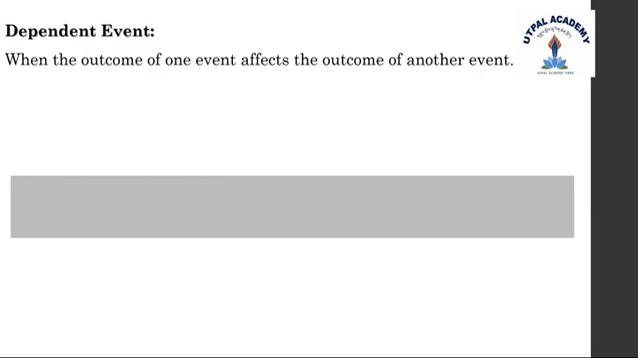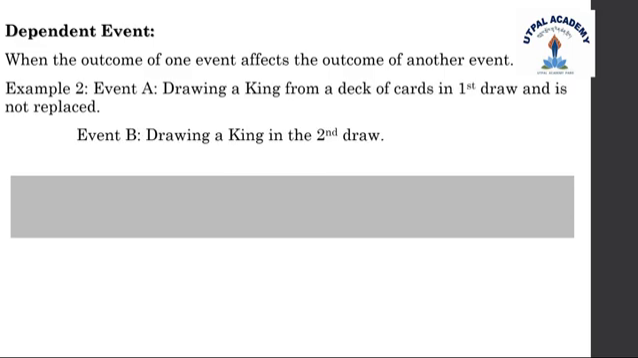What is a dependent event now? Let us see, students. When the outcome of one event affects the outcome of another event, it is called a dependent event. We have example 2 here; we just have done example 1. Event A: drawing a king from a deck of cards in the first draw, and it is not replaced. Event B: drawing a king in the second draw.